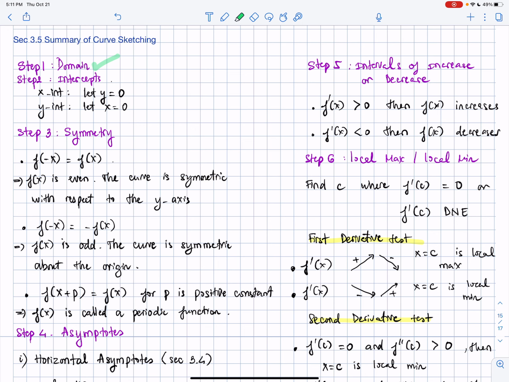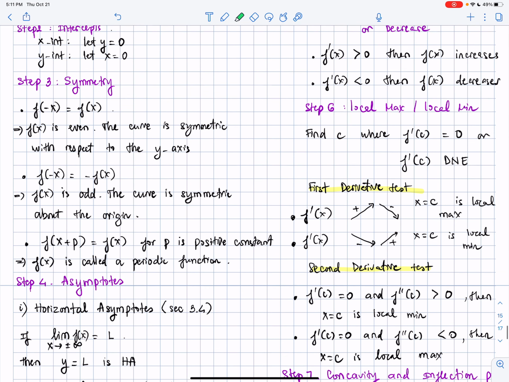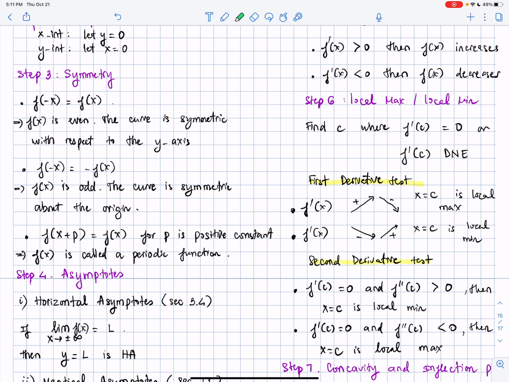We find the x-intercept by letting y equal to 0. We find the y-intercept by letting x equal to 0. Step number 3, check for symmetry.